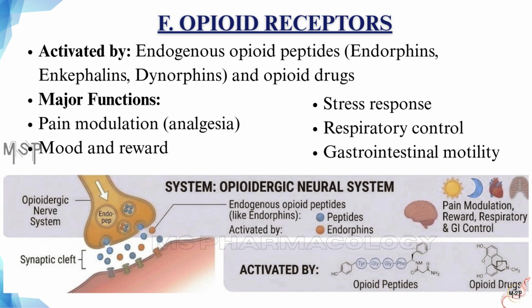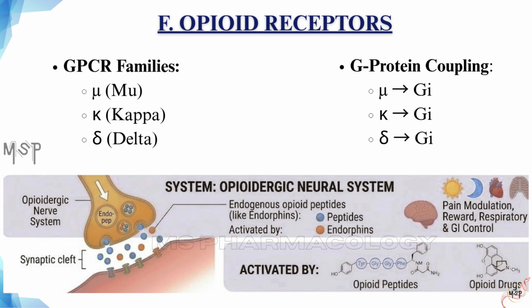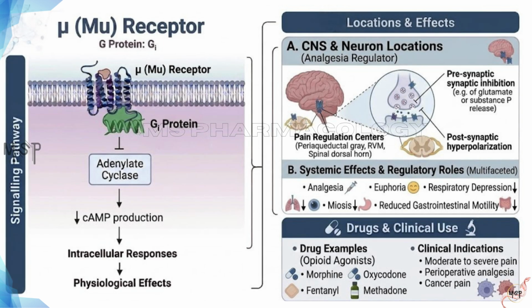Let us now examine another clinically important family of G protein-coupled receptors, the opioid receptors. Opioid receptors are activated by endogenous opioid peptides, including endorphins, enkephalins, and dynorphins, as well as by opioid drugs. They play essential roles in pain modulation, mood and reward, stress responses, respiratory control, and gastrointestinal motility. Opioid receptors are classified into three major subtypes: mu, kappa, and delta. All three are uniformly coupled to GI proteins. We begin with the mu receptor.